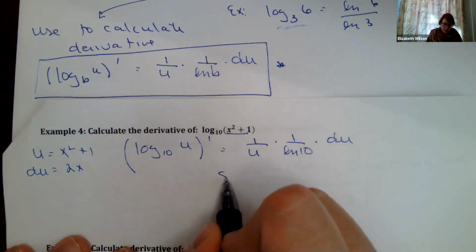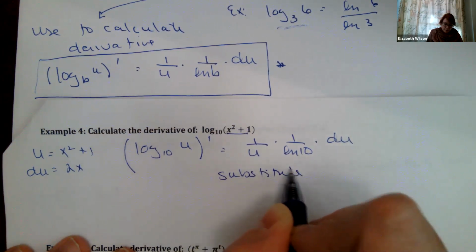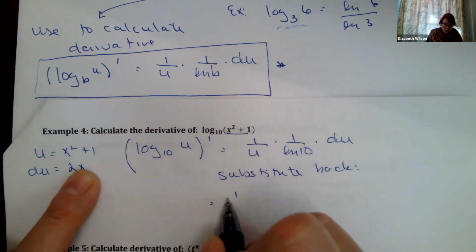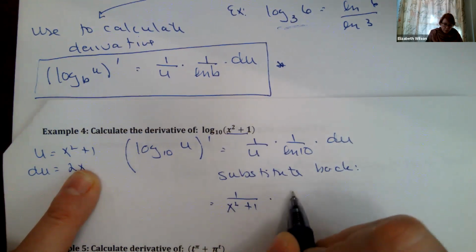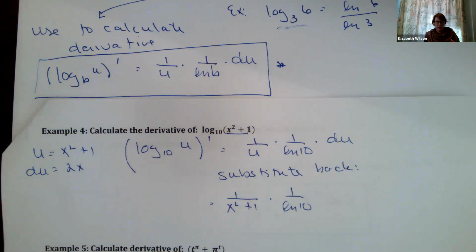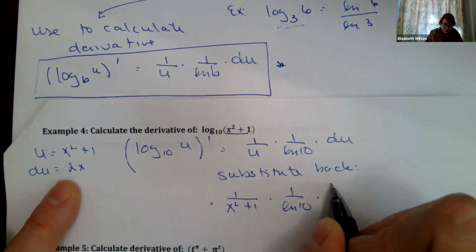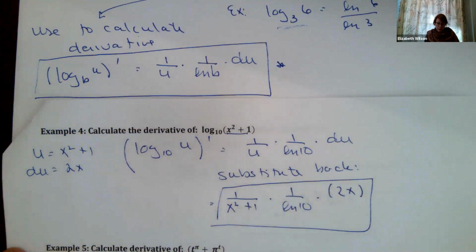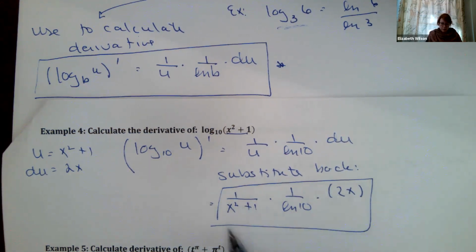Now I need to substitute back. So this is going to give me 1 over x squared plus 1 times 1 over ln of 10. This is just a number, I just leave it as ln of 10. You don't have to give me some number. Times the du, which is 2x. I'm not going to try to be clever and combine ln of 10 and 2. Don't worry about it. Leave it like this, because this is your answer as the derivative of the log base 10 of x squared plus 1.